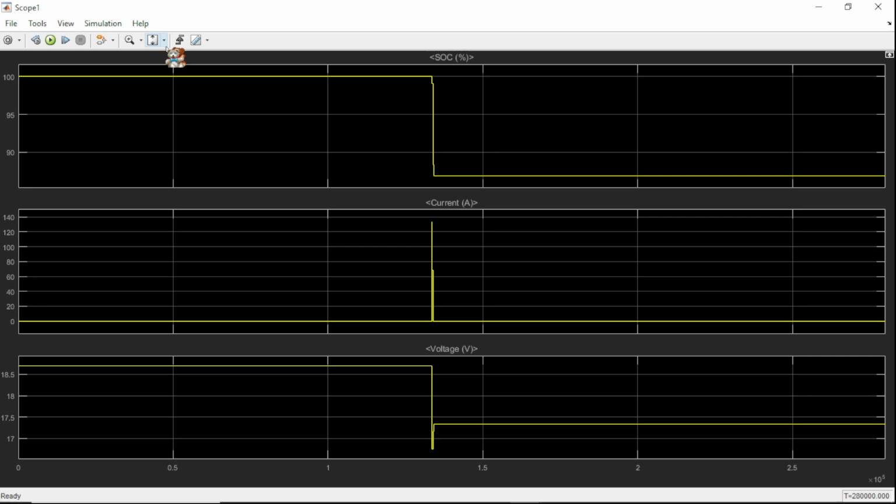So here you can see, initially the battery 2 voltage is 100. Then battery 2 starts charging battery 1, so its charge is continuously decreasing. Similarly, you can see the voltage profile: the voltage is above 18.5 volts, and here you can see it is decreasing.